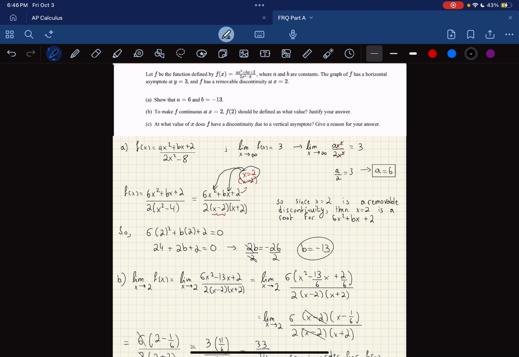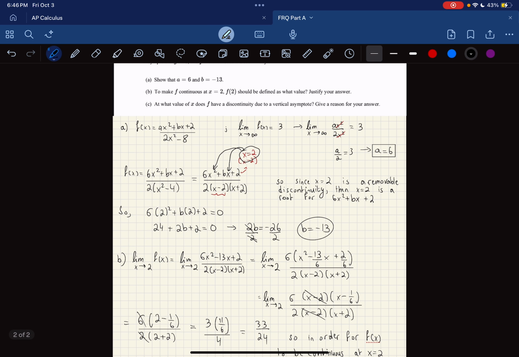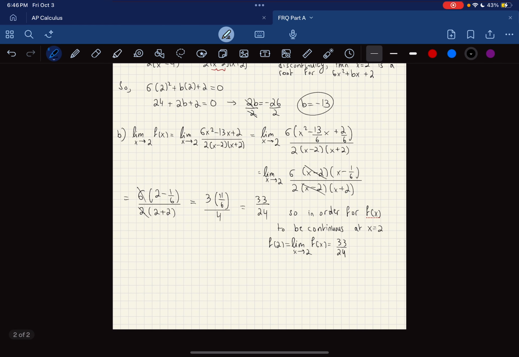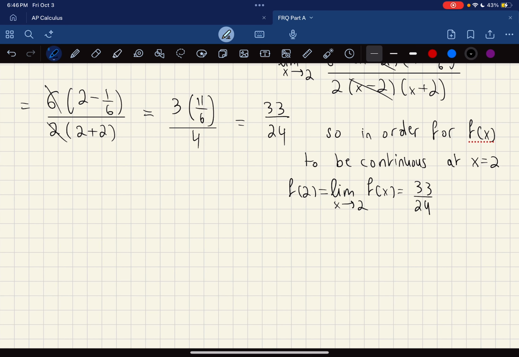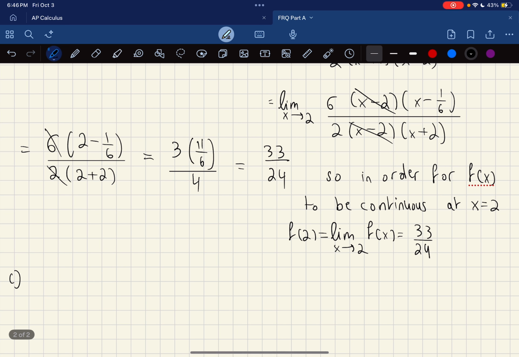Part C. At what value of x does f have a discontinuity due to a vertical asymptote? Give a reason for your answer. So over here, almost always, the denominator factor that cannot be cancelled with something in the numerator is the vertical asymptote. In this case, it's going to be my x plus 2. So basically, x is equal to negative 2 is a vertical asymptote.